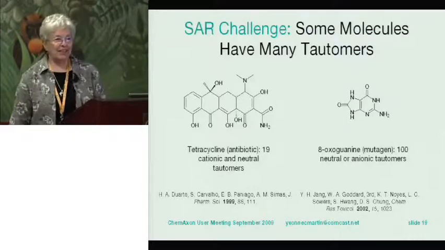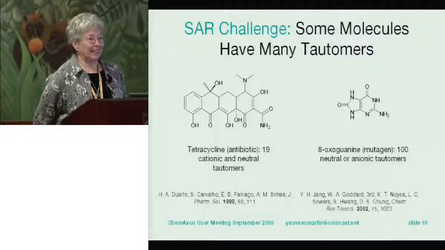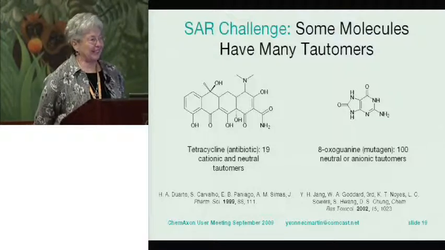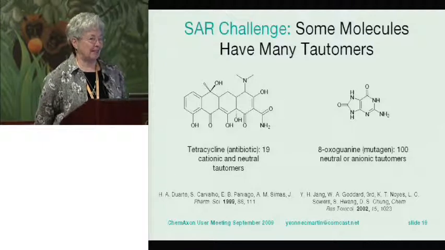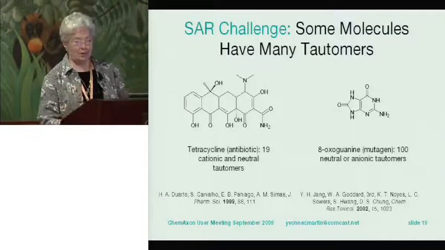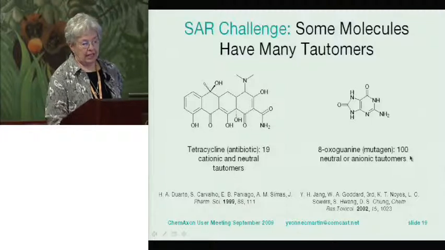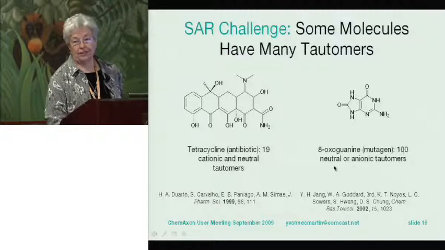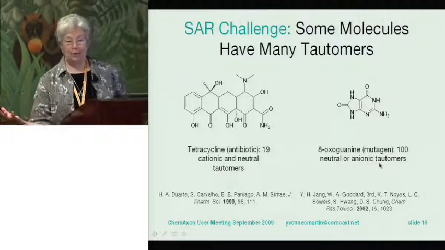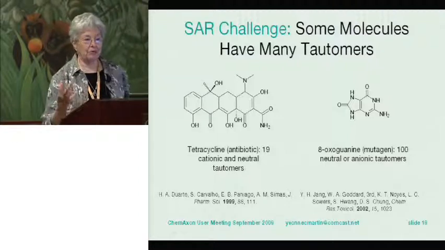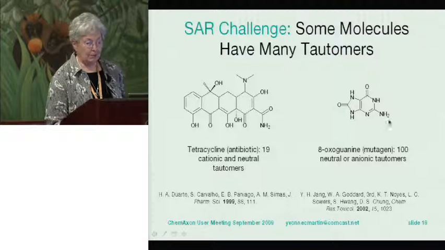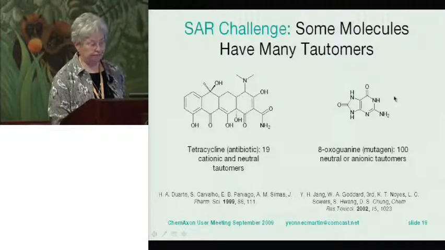Okay. And then, of course, there's the case when a molecule can have lots of tautomers. And what do you do? Okay, tetracycline. If you were trying to figure out what is the biologically active form of this, or which ones probably, there are 19 cationic, so putting a proton here, and neutral tautomers. This 8-oxoguanine is a mutagen, and there's one paper devoted to it. It has 100 neutral or anionic tautomers. And so how are you going to figure out what it might be? Now, you might have some analogs that'll help you, but still, the baseline is this is a mutagen. You'd like to know how it's doing its job.